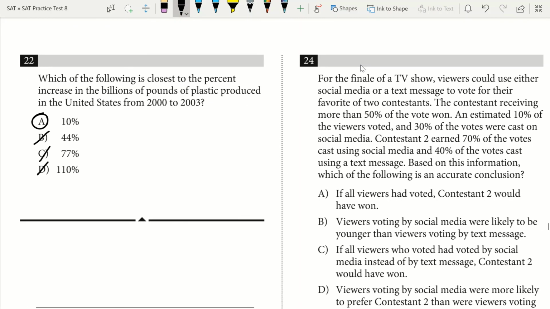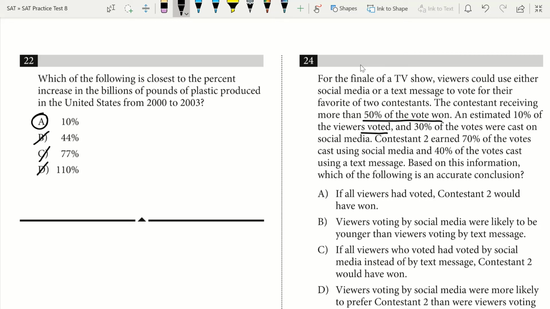For the finale of a TV show, the viewers could use either social media or text message to vote for their favorite of 2 contestants. The contestant receiving more than half the vote won. An estimated 10% of viewers voted. 30% of the votes were cast on social media. Contestant 2 earned 70% of the votes cast using social media and 40% of the votes cast using text message. Based on this information, which conclusion is accurate? A, if all viewers had voted, contestant 2 would have won.